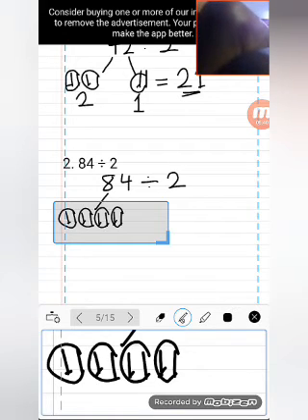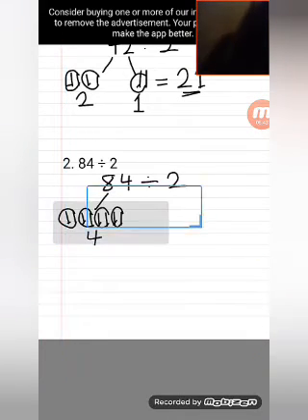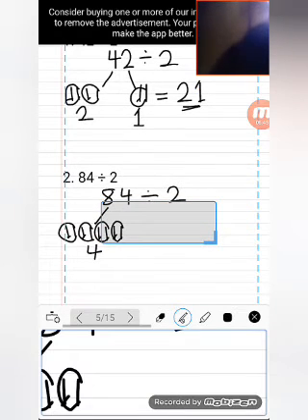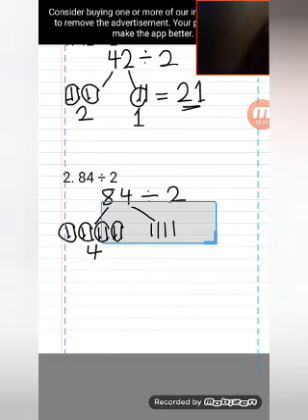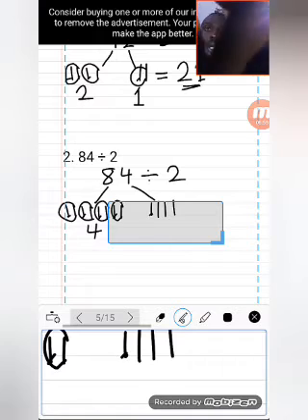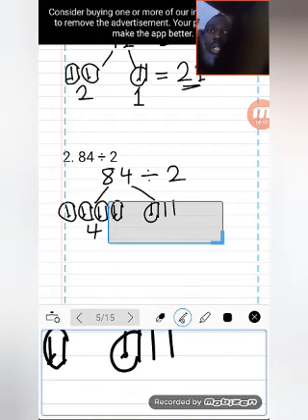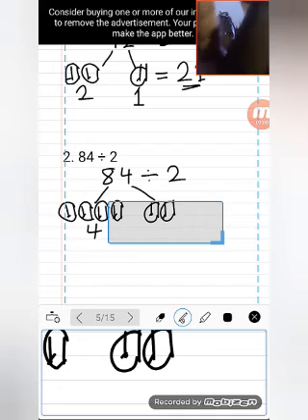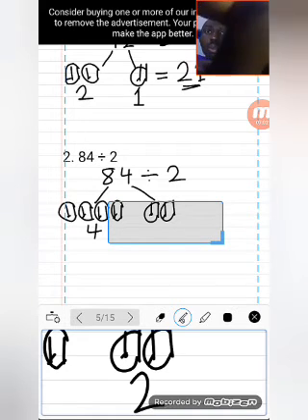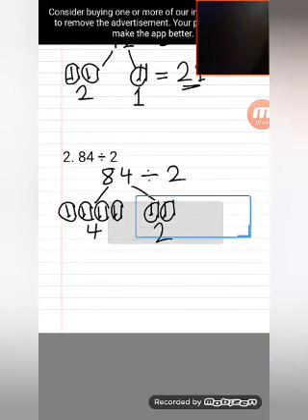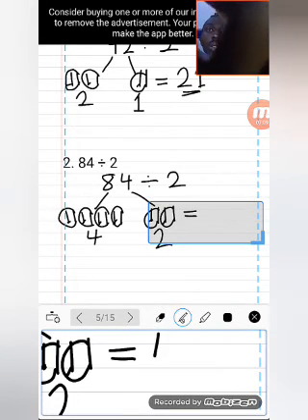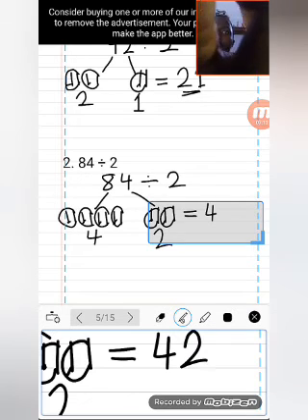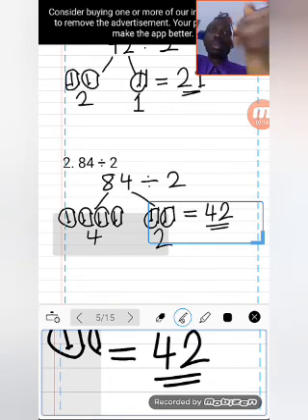So how many groups of 2 is there? 4. Then we divide the units, which is the 4 here. So let's count: 1, 2, 3, 4, divided by 2. That'll be 1, 2 groups. So that's 2. Therefore 84 divided by 2 is 42.